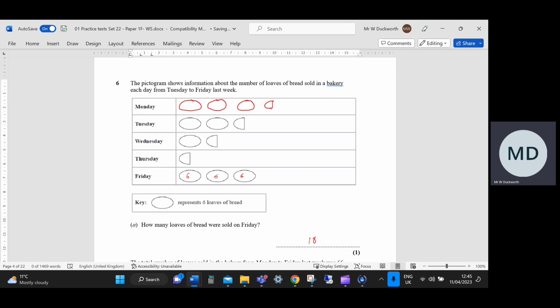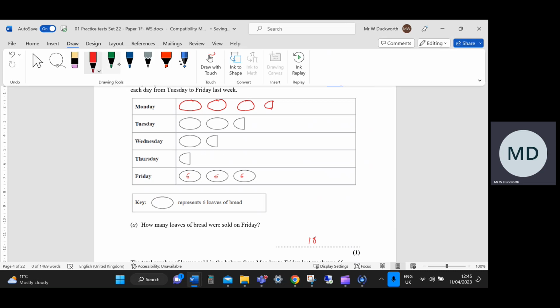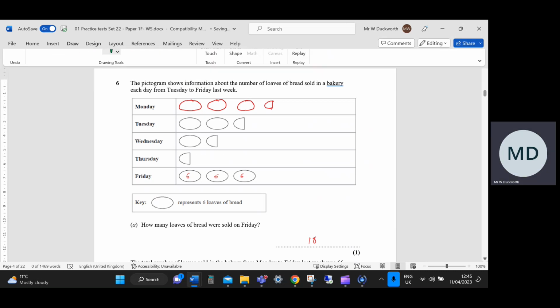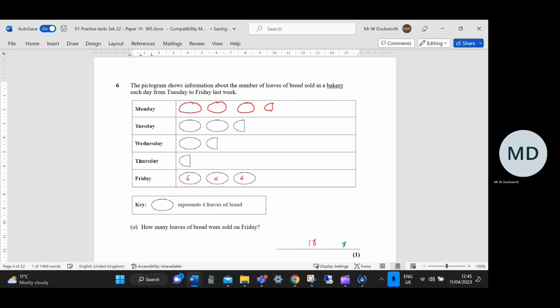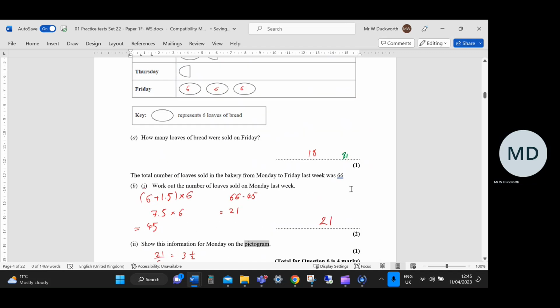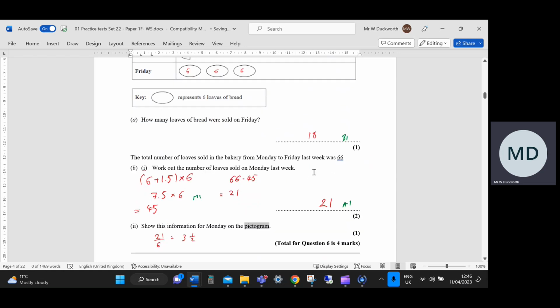So if we go to the mark scheme, question 6, we have got B1 for 18. For part B, we have got an M1 follow through from part A. So 66 minus 15 minus 9 minus 3 minus 18, or 66 minus 7.5. So we've got a clear method there, and then an A1 for the 21.